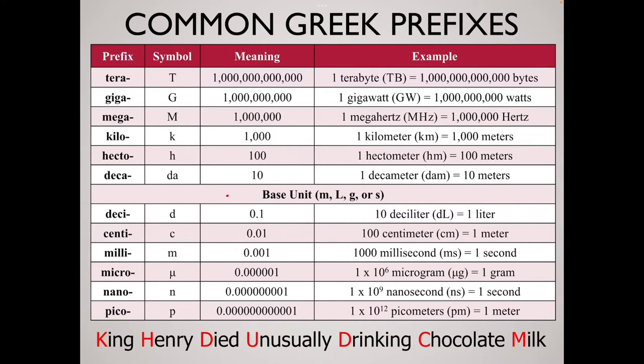So here's what I mean by that. Here are our base units: meters, liters, grams, and seconds. Those are going to be our base units, and I'll say them again in case you're not familiar: meters, liters, grams, and seconds. And we will use prefixes to make those units bigger or smaller.